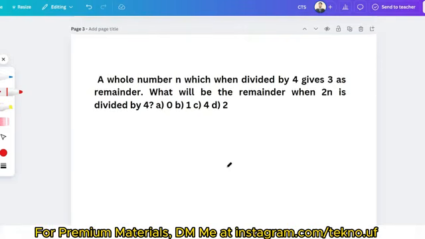A whole number n, when divided by 4, gives 3 as a remainder. What will be the remainder when 2n is divided by 4? This question was asked recently, so please give it importance.